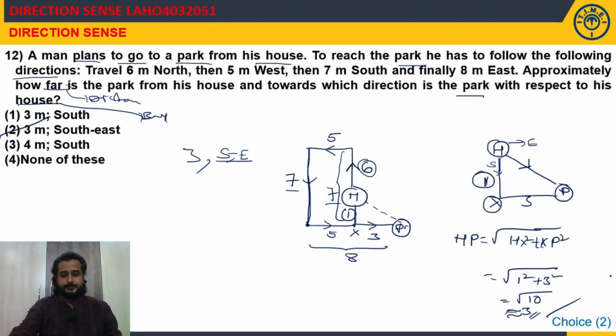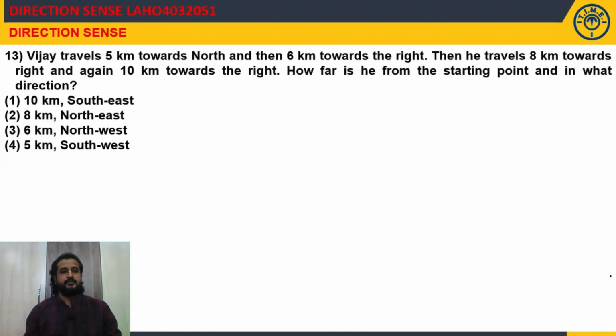Fine. Now move ahead. Next, 13th one. Vijay travels 5 kilometers towards north, then 6 kilometers towards his right. Okay, let's say it is a starting point. 5 kilometers towards north. After 5 kilometers, 6 kilometers to right.